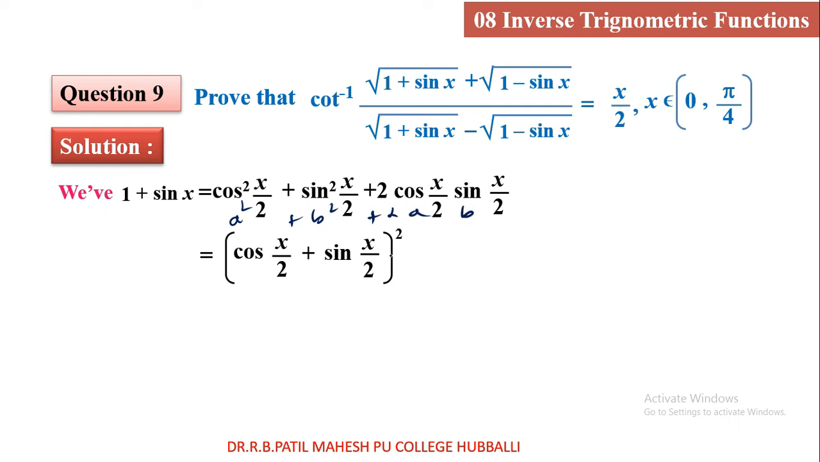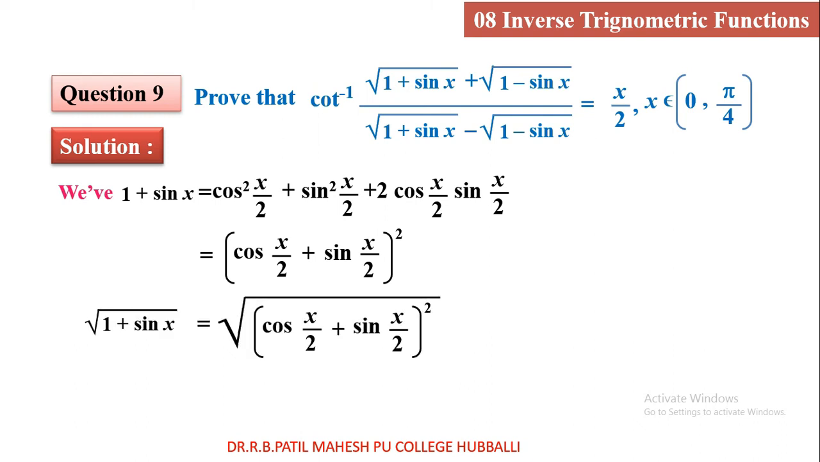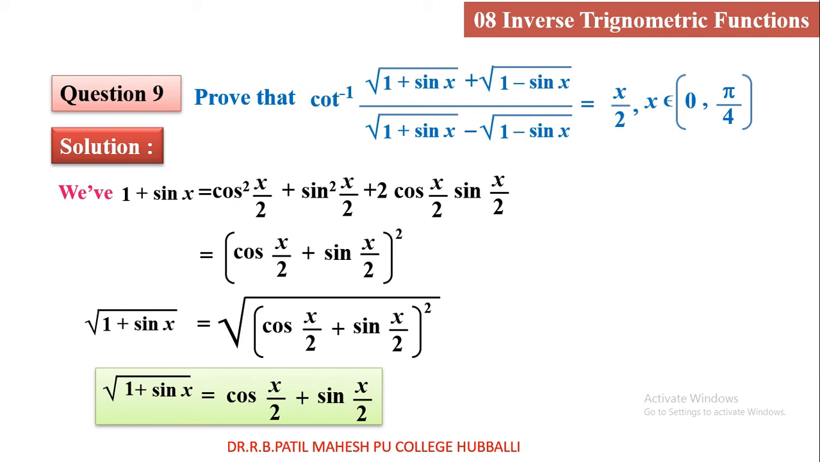So can we write that in the form of a plus b the whole square? Yes, definitely, in the form of a plus b the whole square. That is cos x by 2 plus sin x by 2 the whole square. This is about 1 plus sin x. Then what will be the root? Take the root on both sides. So root of 1 plus sin x is just, here root and square get cancelled, cos x by 2 plus sin x by 2.